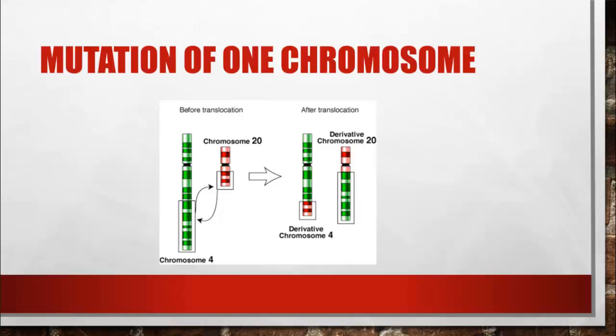Translocation occurs when a piece of one chromosome breaks off and attaches to another one. If there is a loss or gain in genetic material, the translocation is described as unbalanced. Translocation can lead to Down syndrome. Down syndrome is the most common birth defect in the United States.